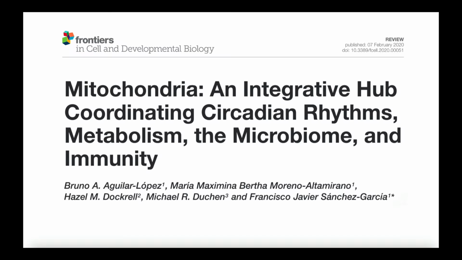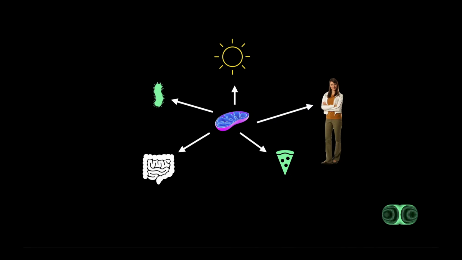This is an interesting paper that's outlining this and looking at the mitochondria as the hub that is coordinating daily rhythms, metabolism, microbiome, and immunity. So if we are going to look at blood chemistry and if we're going to look at health through the microscopic lens, then it is really helpful to use a mitochondrial-centric approach, because really what they are doing is what determines what is going on in the biochemistry.